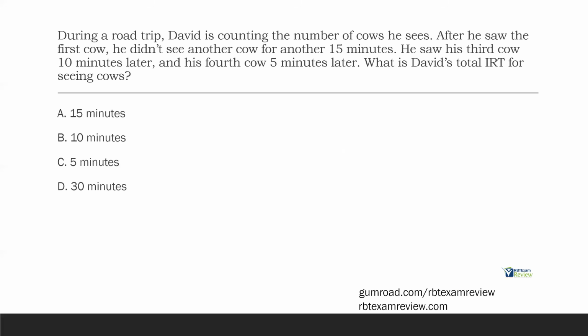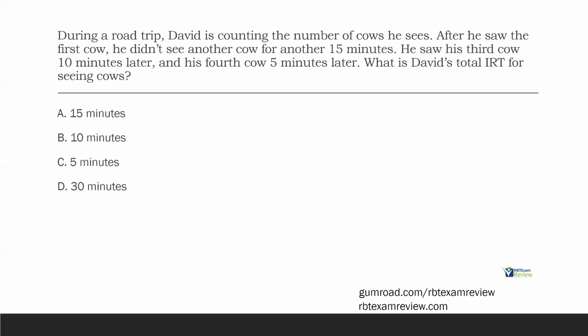We need IRT. So David sees his first cow, right? And then he saw his second cow 15 minutes later. So our first instance of IRT is 15 minutes. He saw his third cow 10 minutes later. So the time in between the second cow and the third cow is 10 minutes. So we're at a total of 25 minutes. And then he saw his fourth cow 5 minutes later. So the time in between the third cow and the fourth cow was 5 minutes. We are now at a total of 30 minutes.